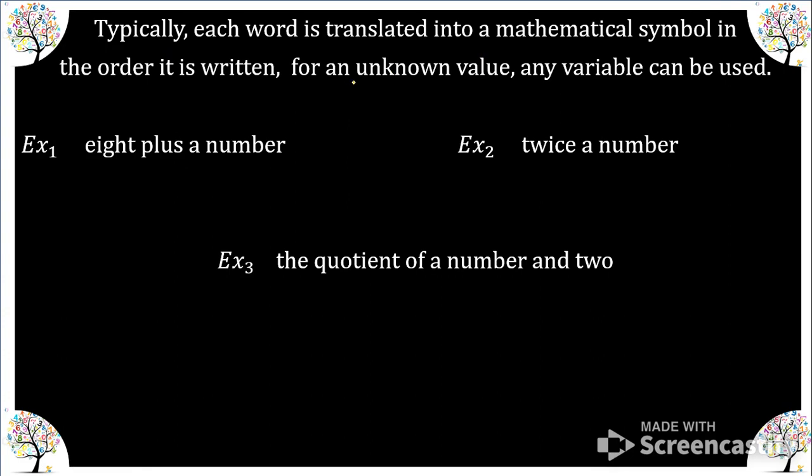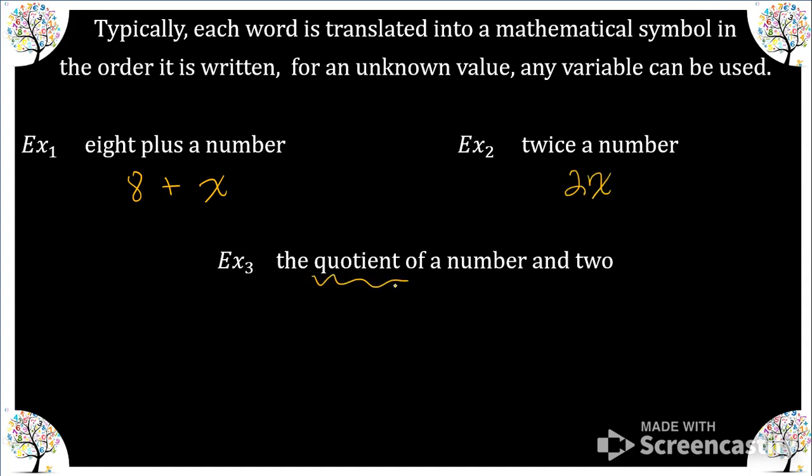And we can use any variable to represent our unknown. So usually I use x, you can use n, you can use any variable that you choose. You can use the first letter of your name or whatever you like. So again, 8 plus a number is simply 8 plus and then some variable. Twice a number means multiplying by 2, so 2 times some number.